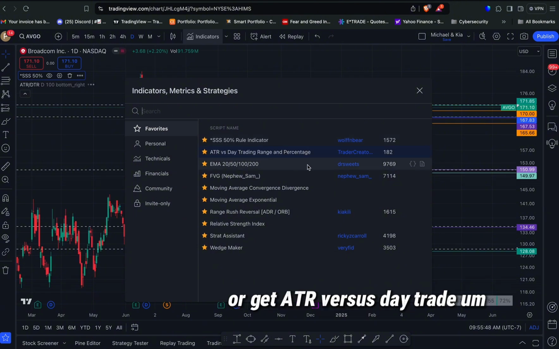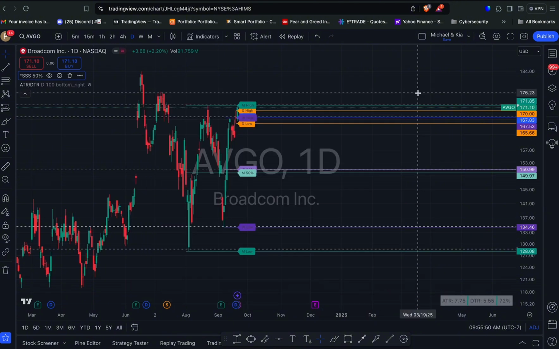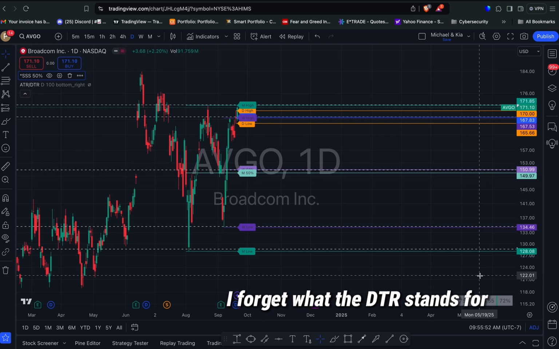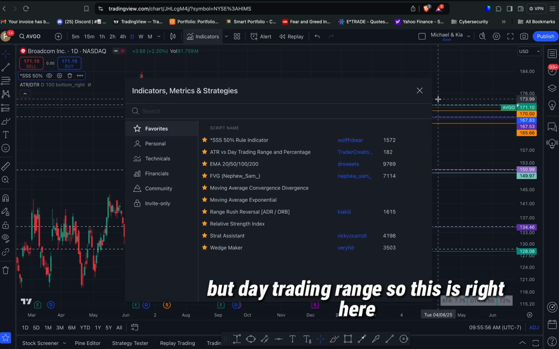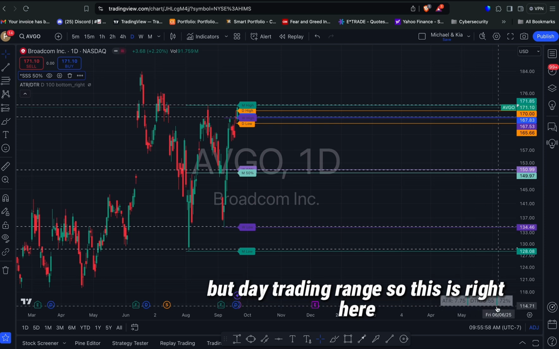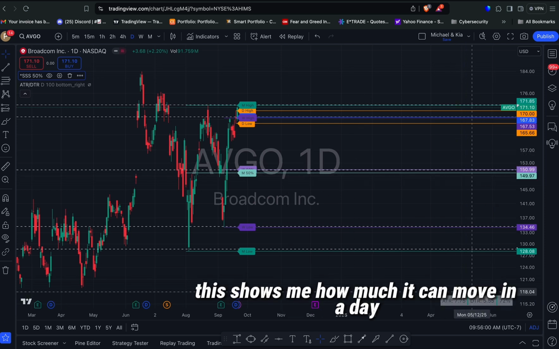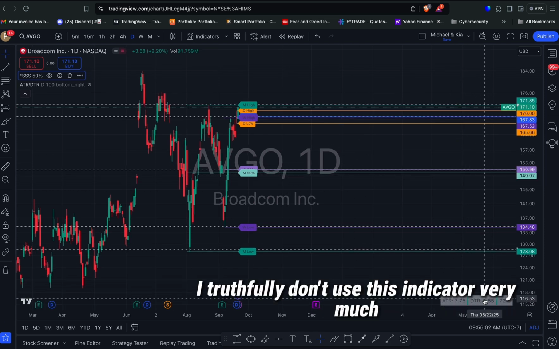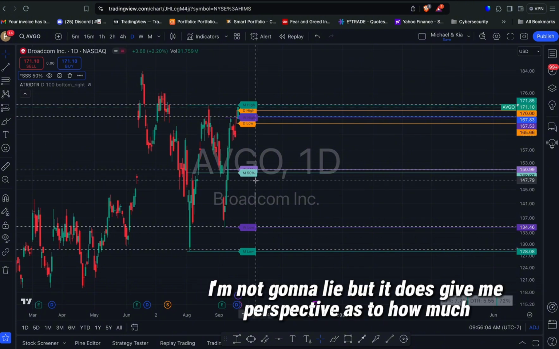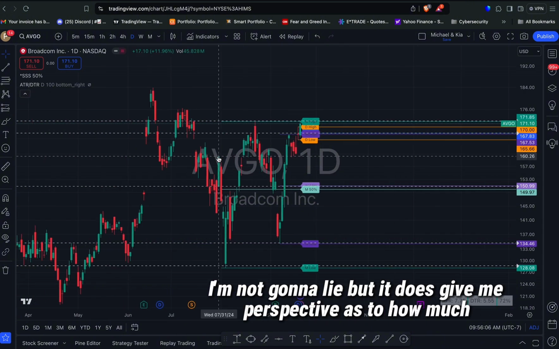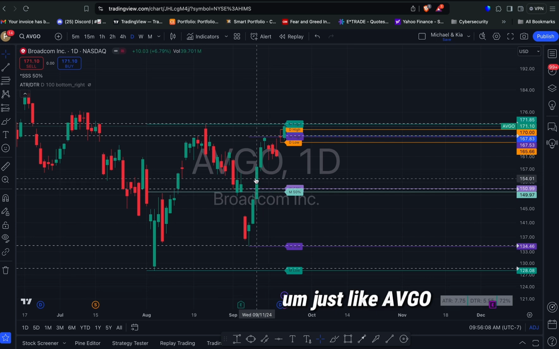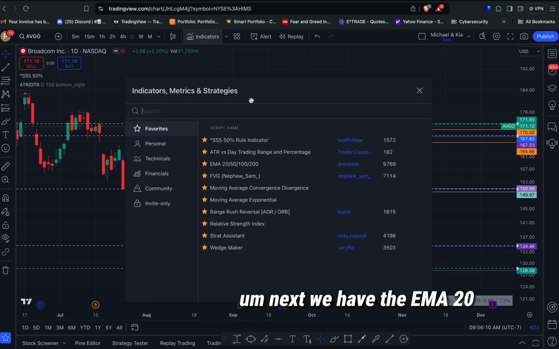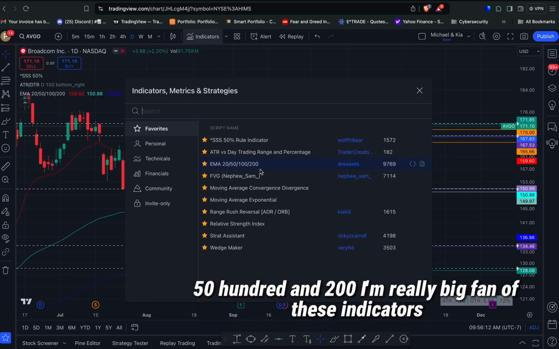Again, ATR versus day trade. I forget what the DTR stands for, but day trading range. So this is right here. This shows me how much it can move in a day. I truthfully don't use this indicator very much, I'm not gonna lie, but it does give me perspective as to how much and how fast a company can move, just like AVGO. Next, we have the EMA 20, 50, 100, and 200.